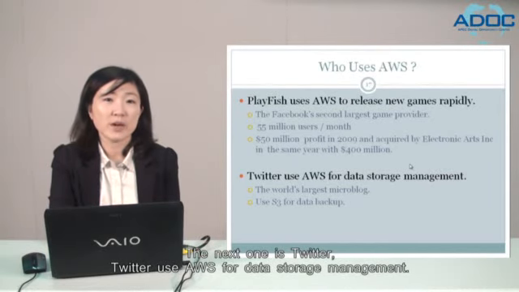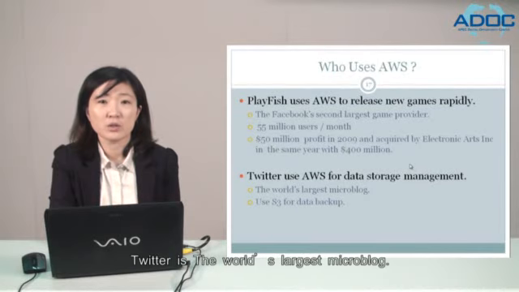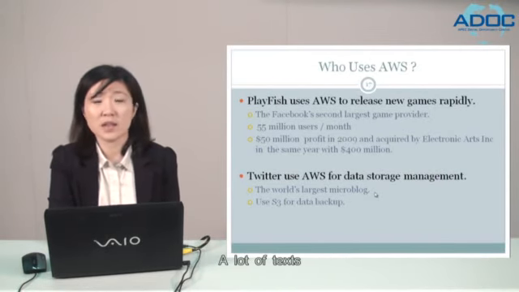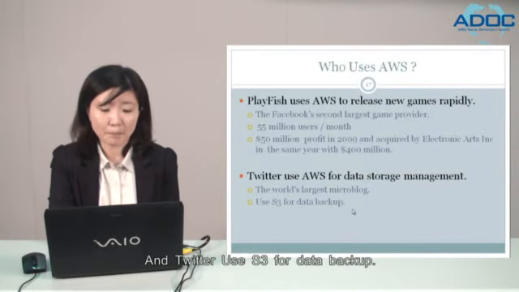The next one is Twitter. Twitter uses AWS for data storage management. And what's Twitter? Twitter is the world's largest microblog. And blog, so you have a lot of data, right? A lot of text. And Twitter uses S3 for data backup.